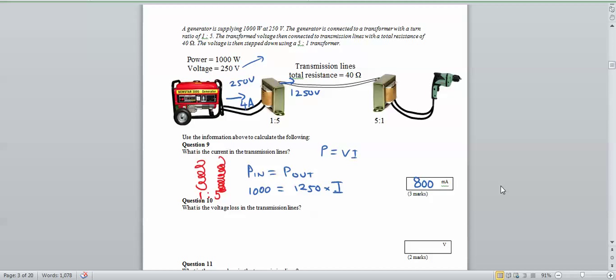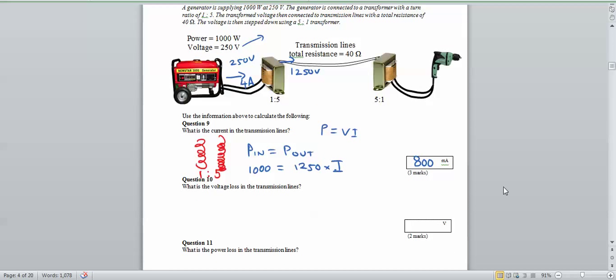What is the voltage loss in the transmission line? Well, the power loss is equal to I squared times R. The current being 0.8 amps, and we've got a resistance of 4 ohms. So let's do that.